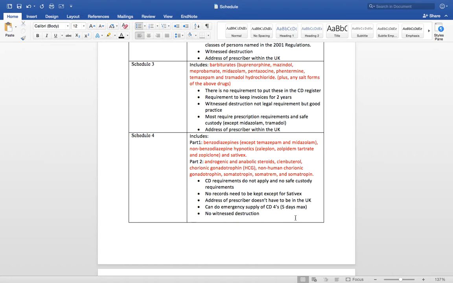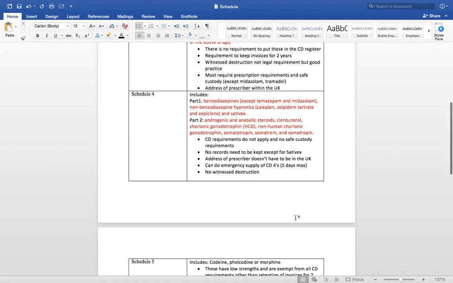What's different with Schedule 4s is someone within the EU can prescribe these medications, so it doesn't have to be a prescriber in the UK. Also, with Schedule 3s, 2s and 1s, you can't do an emergency supply. However, with Schedule 4s and 5s, you can do an emergency supply, but only for 5 days maximum. And also, there doesn't have to be any witness destruction.